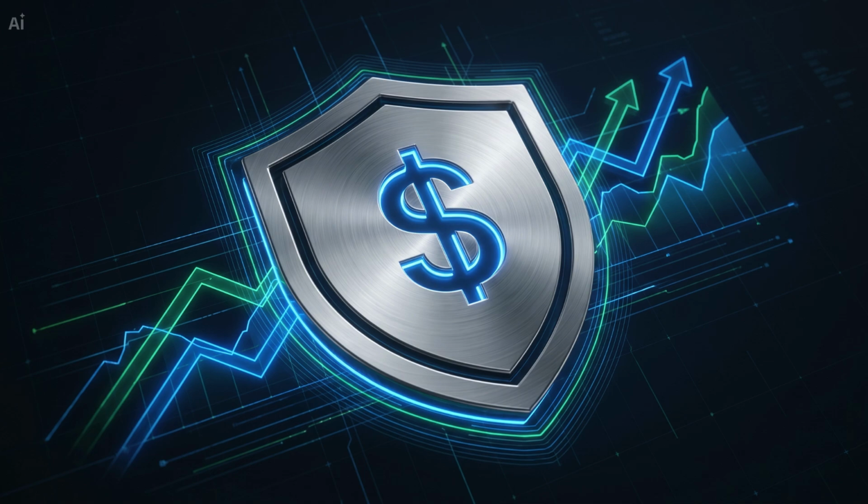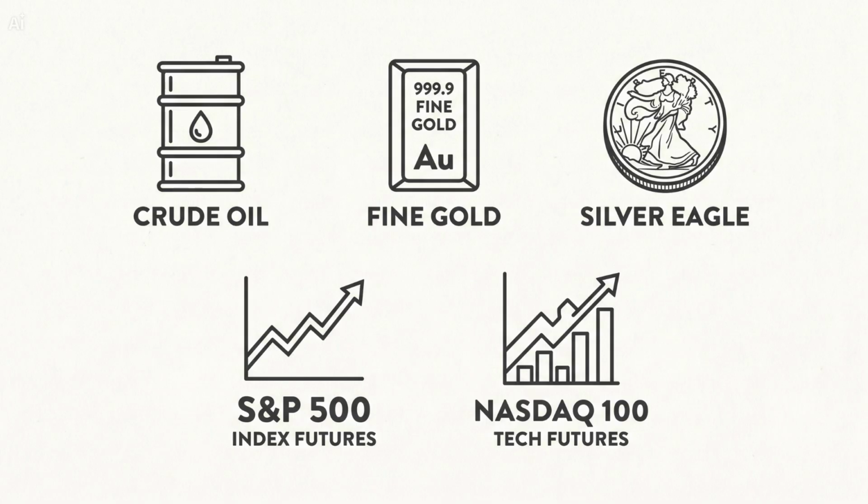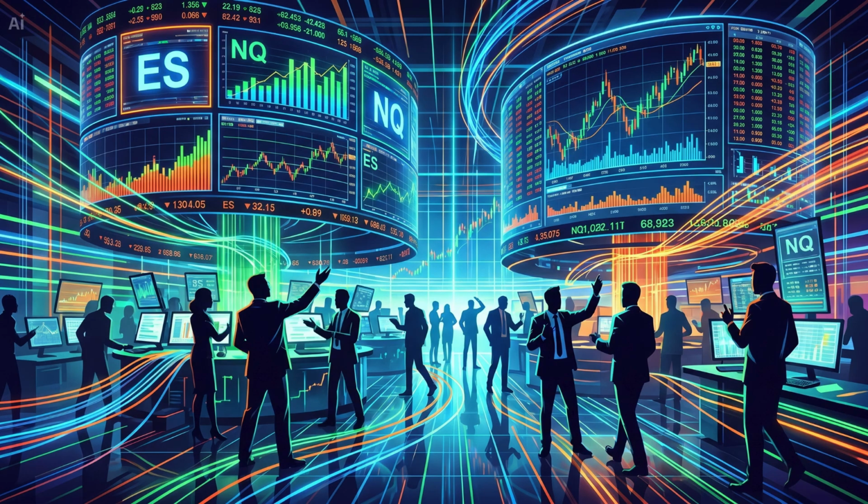Some of the most popular futures contracts include the mini S&P 500 (ES), the mini Nasdaq (NQ), crude oil, gold (GC), silver, and treasury bonds. Many day traders focus on ES and NQ because they offer excellent liquidity and active price movement throughout the trading day.